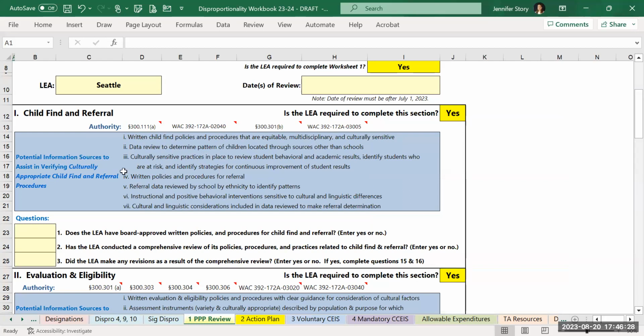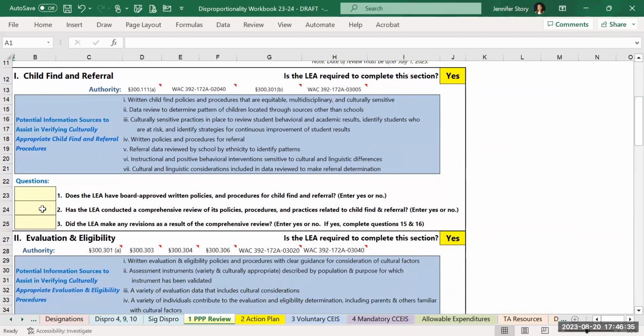These are some of the data sources that you can use to look at those areas and to be able to answer these 3 questions. Each section has the same 3 questions. You have to be able to say yes to the first 2 questions in each section. The last question in each section can be yes or no, but the first 2 have to be a yes.